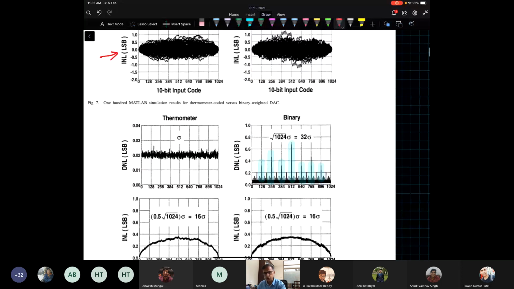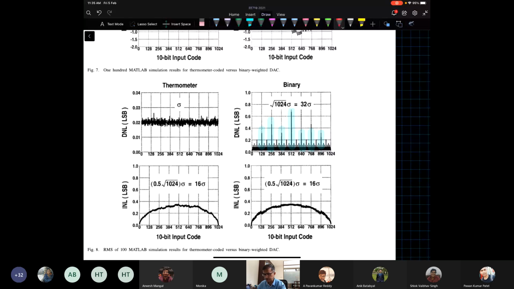Now, this one pretty much is showing if you do RMS additions, then this is what you get. So this repeats the same result. And it shows here that in case of thermometer, you have one sigma, which is sigma of one unit cell. And in case of binary, you have 32 sigma, your standard deviation. This is for the 10-bit DAC, and we already studied that in the previous lecture. Whereas the INL would be 16 sigma in both cases, which is what you get. So this is proven with the MATLAB simulation.